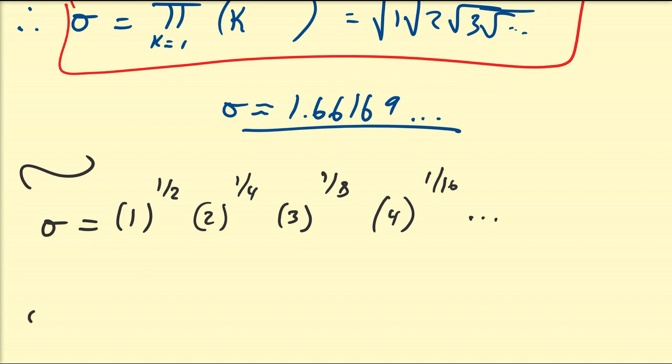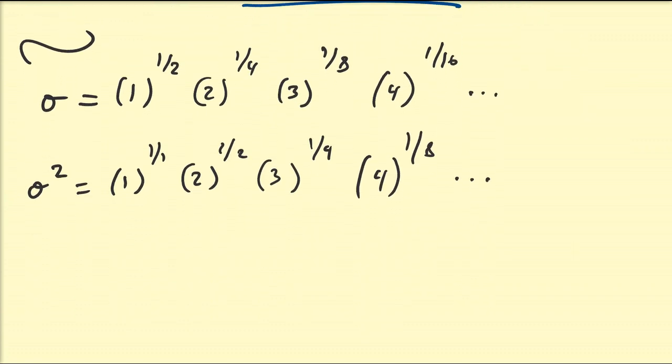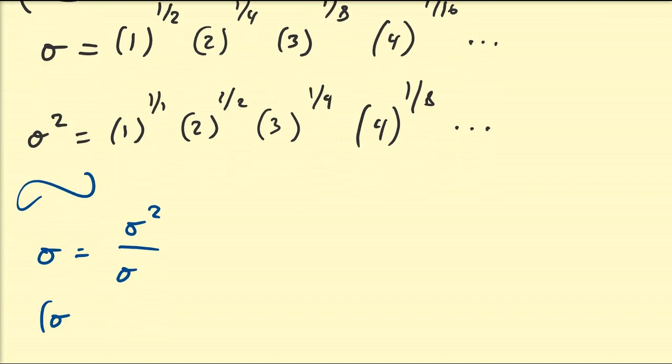So if this is true, then what is sigma squared going to be equal to? I'm going to square all of these terms. So this is going to be 1 to the 1st times 2 to the 1/2 times 3 to the 1/4 times 4 to the 1/8 times and so on. As we already know, sigma, since it's a non-zero number, can be represented as sigma squared over sigma. And this is true since we've already proven that sigma is always greater than 0. So there's no division by 0 tricks here.